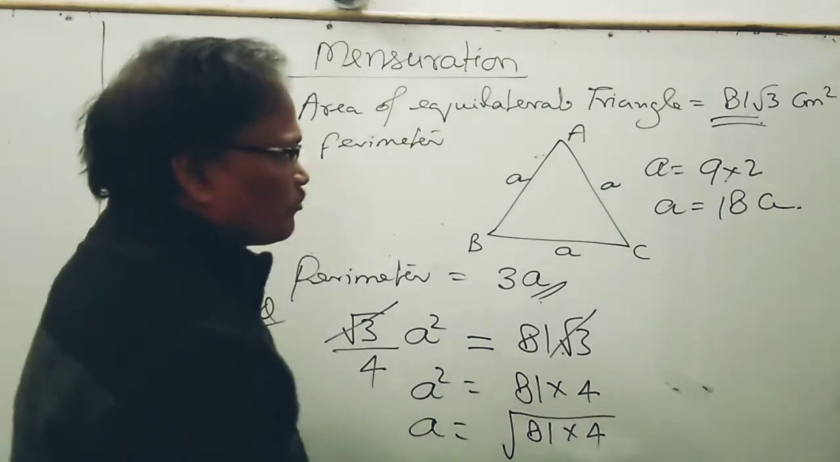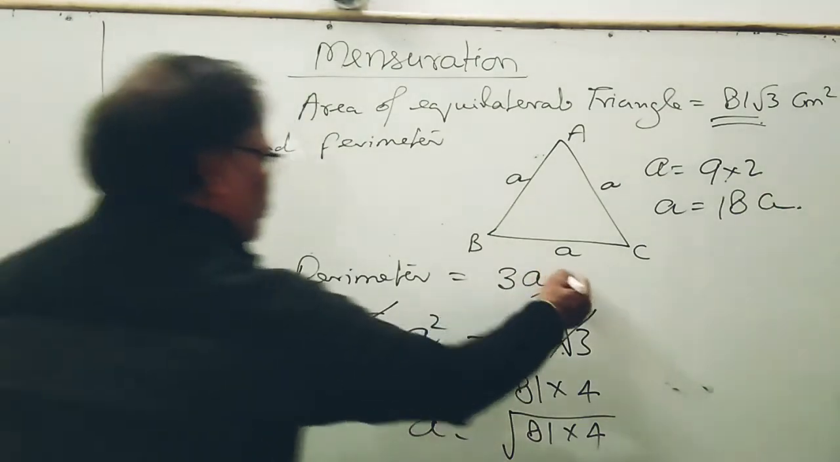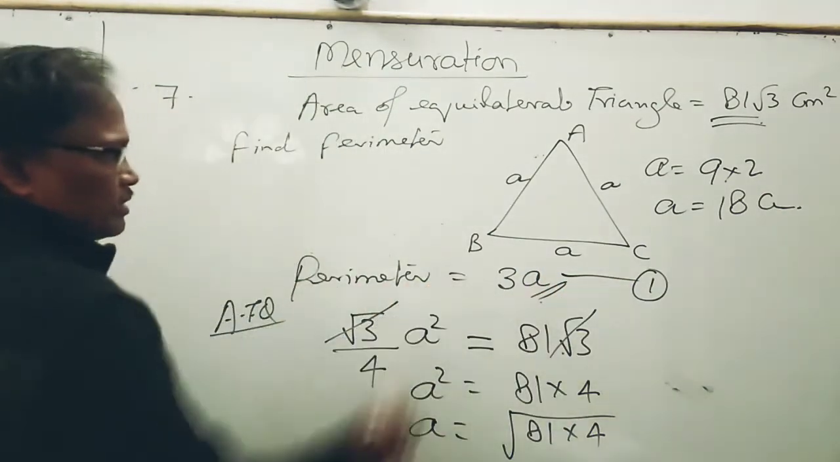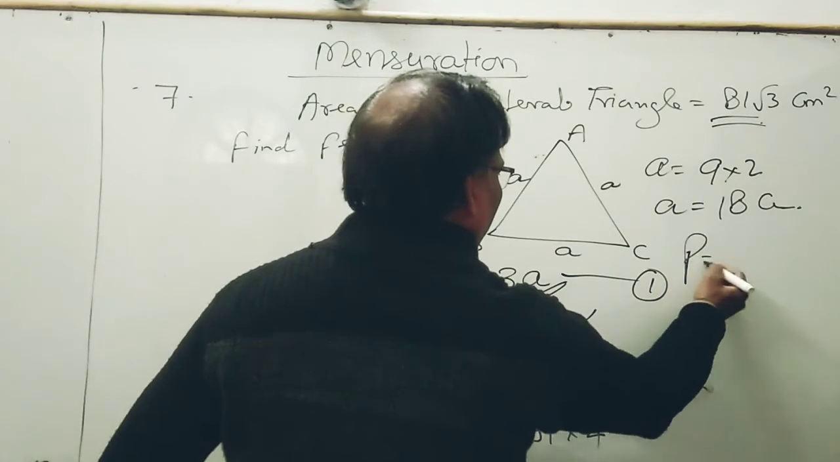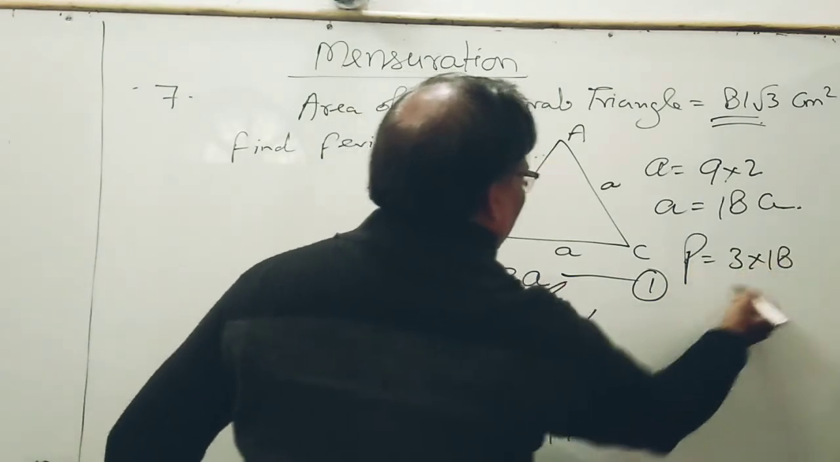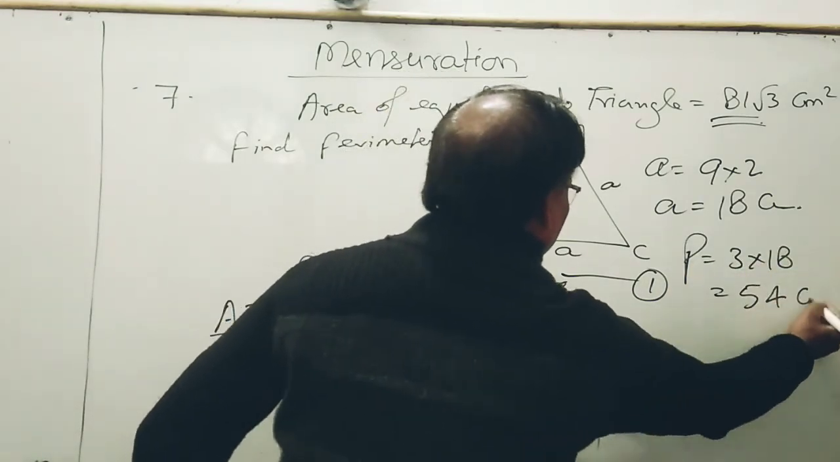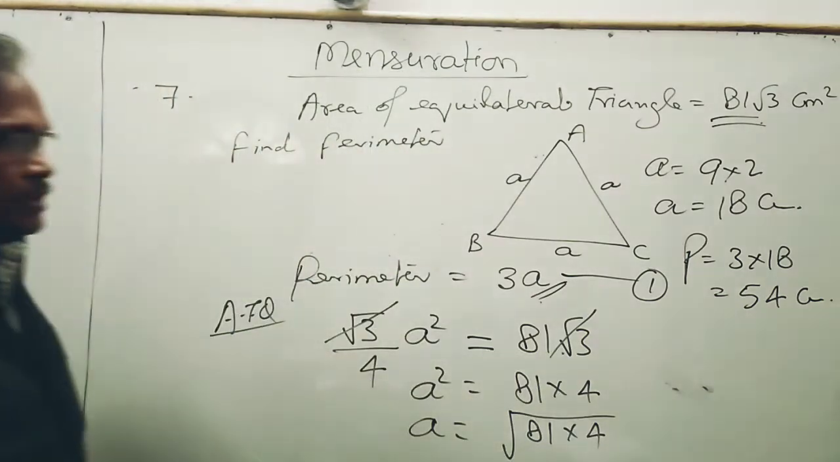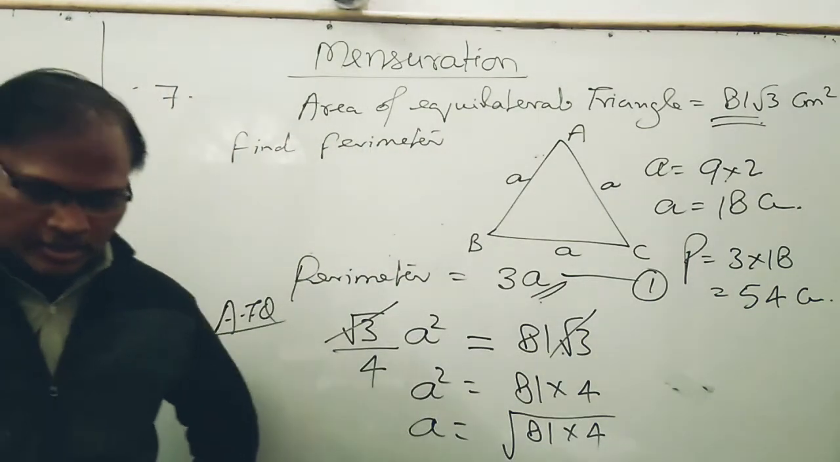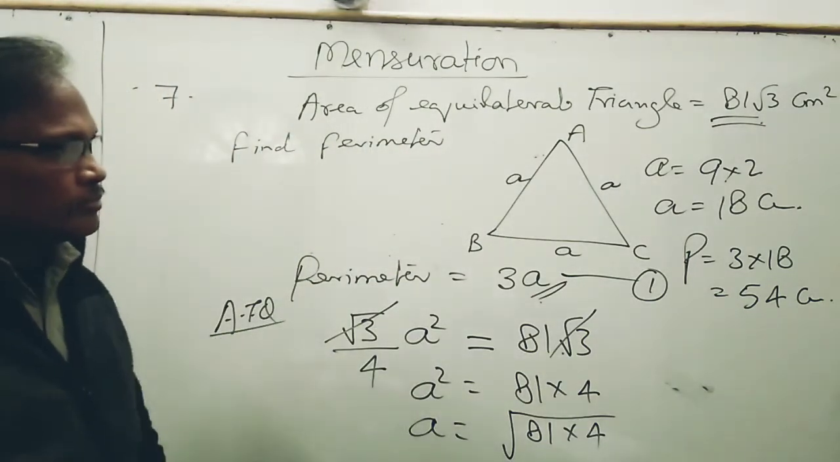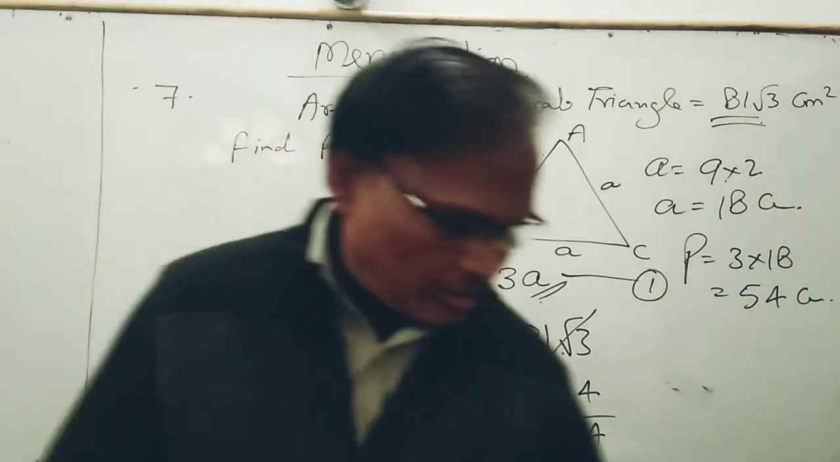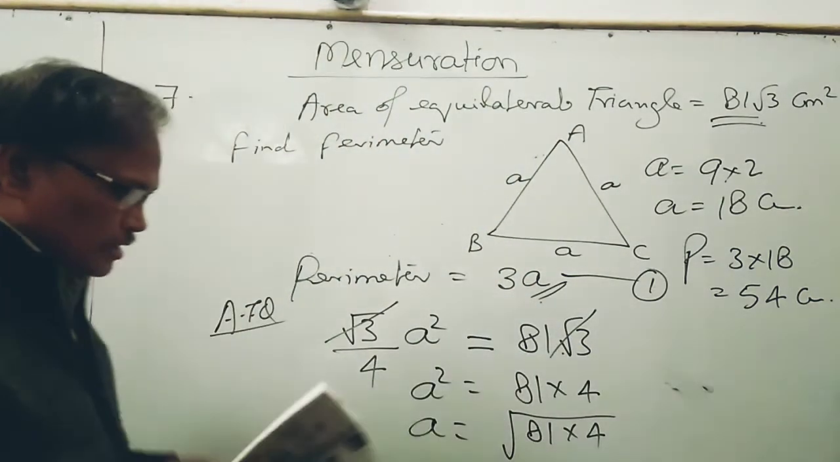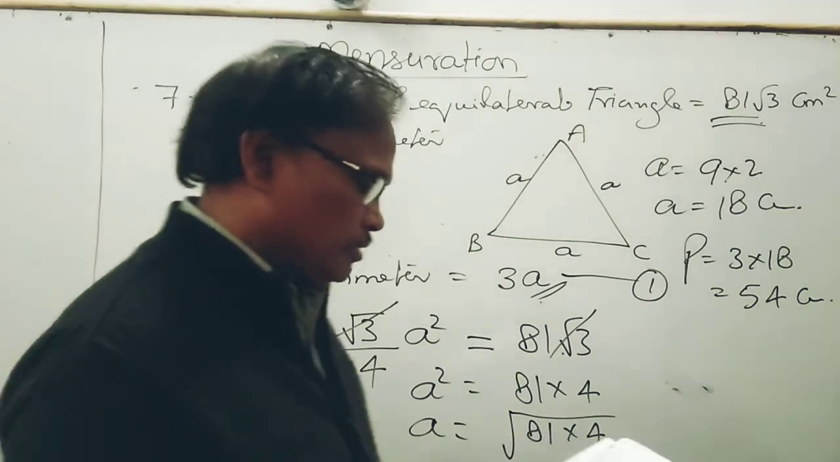And then after finding the side, you can put here in the perimeter. So you will get the perimeter 3 into 18 is equal to 54 centimeter. This is the perimeter of the triangle. This is the easy question.